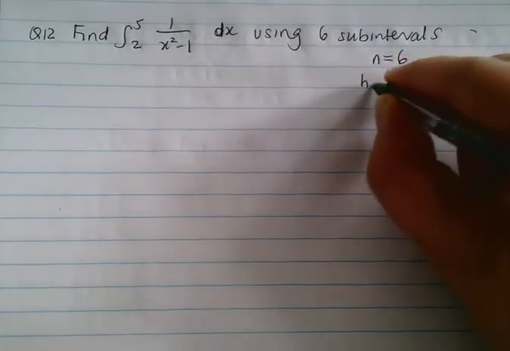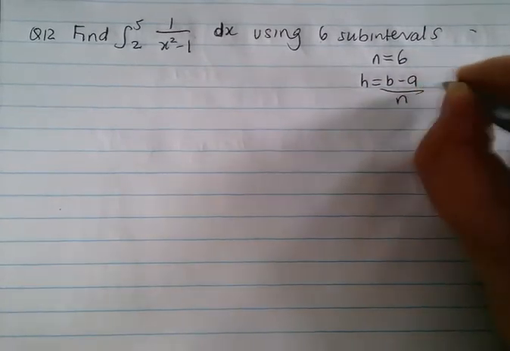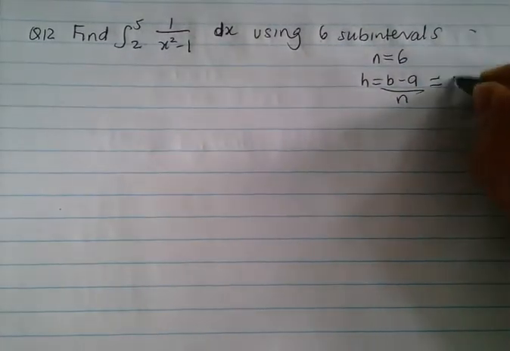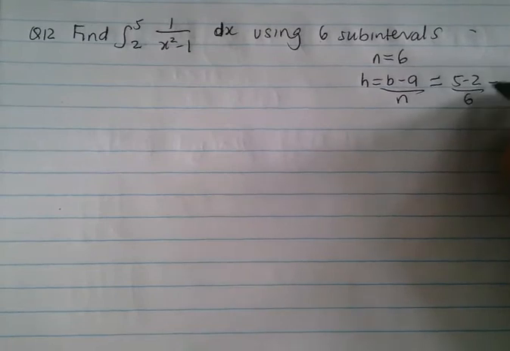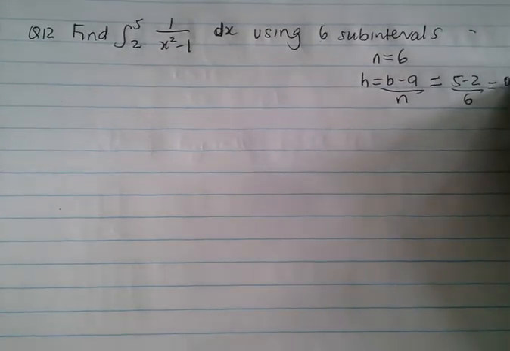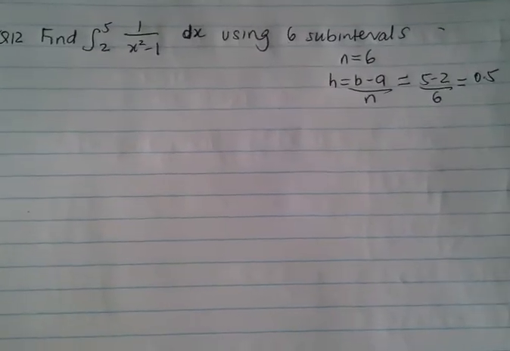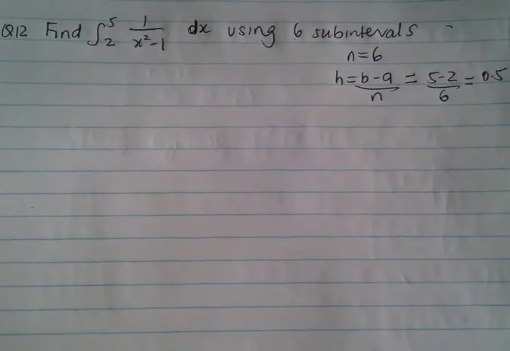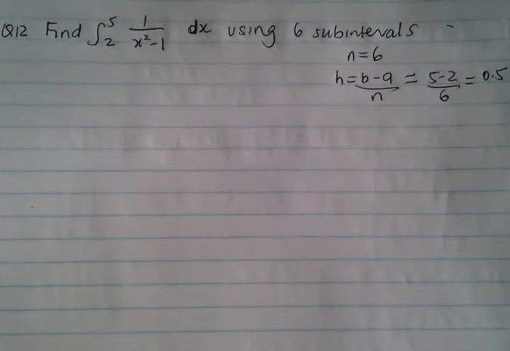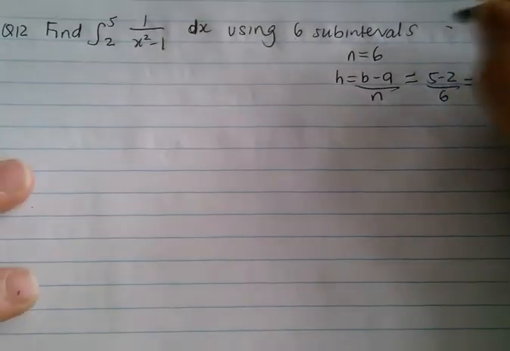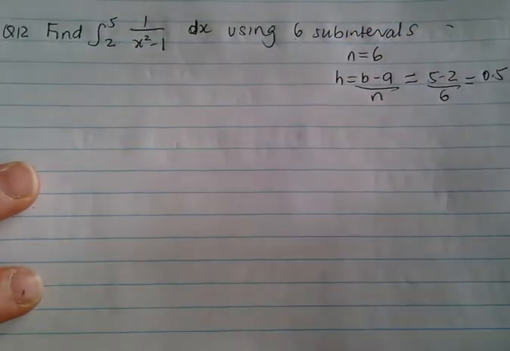So your h is b minus a over n: 5 minus 2 over 6. Again, it's a half. Okay, so if you've got 6 subintervals, you've got 7 function values because, like I said, it's like a fence. The first section has 2 values, but then in each other section you only have 1 additional value. So 6 subintervals is 7 function values.